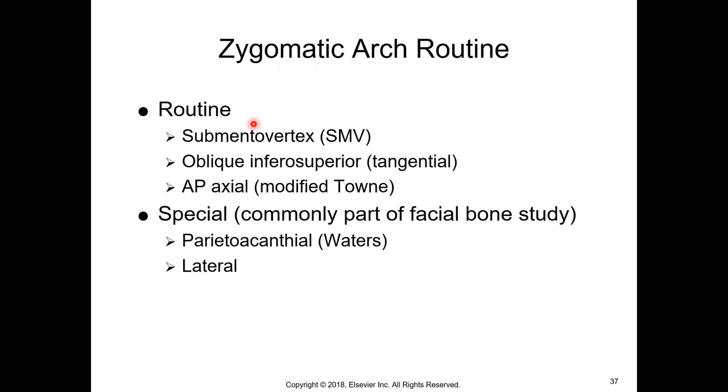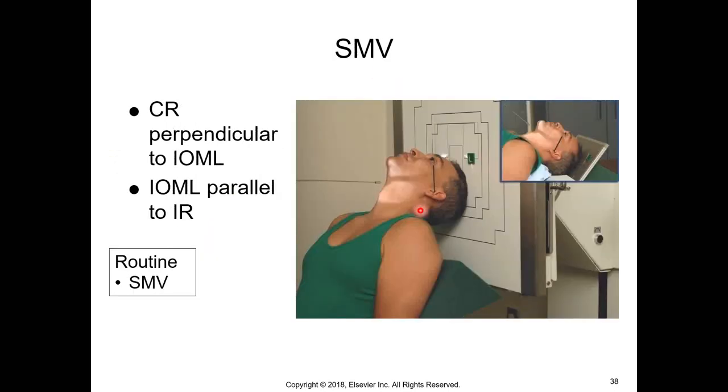Zygomatic arches, the typical routine is your SMV, your oblique infero-superior tangential, and then your apiaxial modified Towne. You can do a Waters and a lateral. Usually you don't, though. These are the primary ones that you'll use for arches. And here's your SMV, just like you saw with your skull work. Your IOML is going to be parallel to the image receptor. That's important.